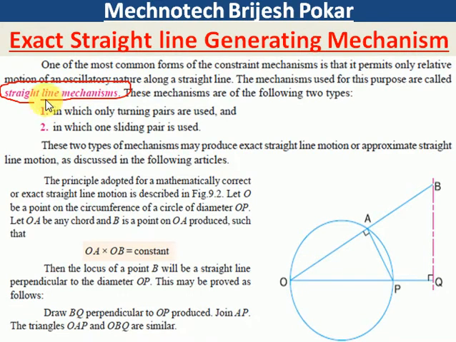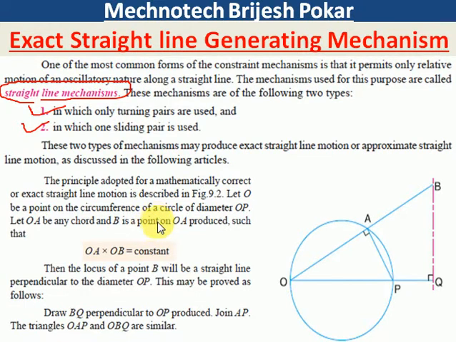Now we can get this straight line mechanism in two ways. First one is where only turning pairs are used, and second one is where one sliding pair is used. Now by using this we will see in the next video, but in this video what is the concept that we need to see.